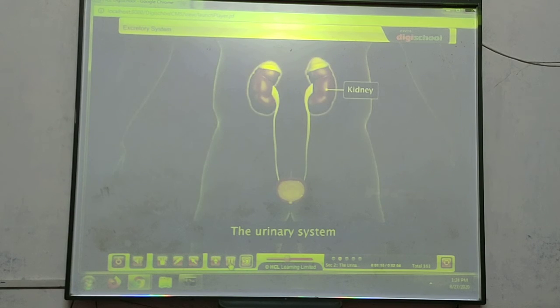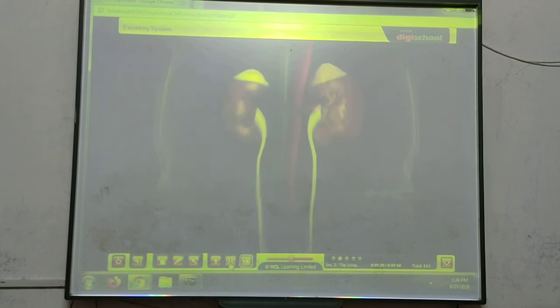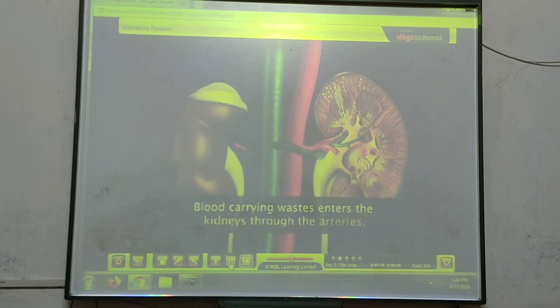The kidneys, along with two ureters and a urinary bladder, are the main organs of excretion of these waste products. Together, they form the urinary system or the excretory system. The blood, carried all over the body, enters the kidneys through the arteries.